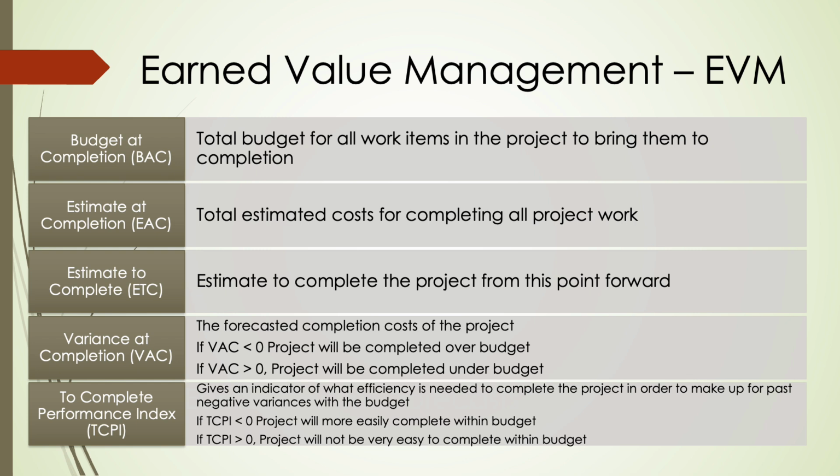Variance at completion tells us whether we expect to be over or under budget when the project wraps up. If VAC is less than 0, we're forecasting over budget. If VAC is greater than 0, we're forecasting under budget. Finally, the to complete performance index shows how efficient we must be going forward. If TCPI is less than 1, completing within budget is easier. If TCPI is greater than 1, we'll need to work harder to stay within budget. In short, these tools help us predict where we're heading, not just where we are right now.